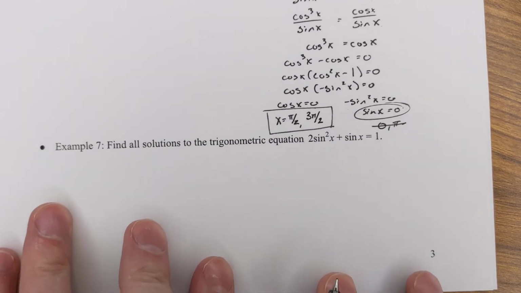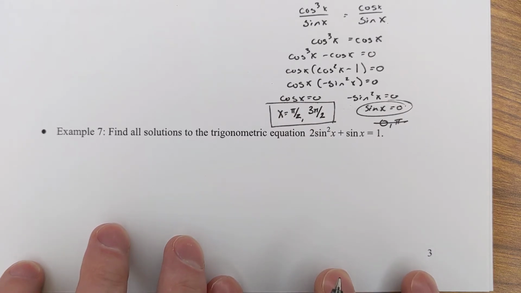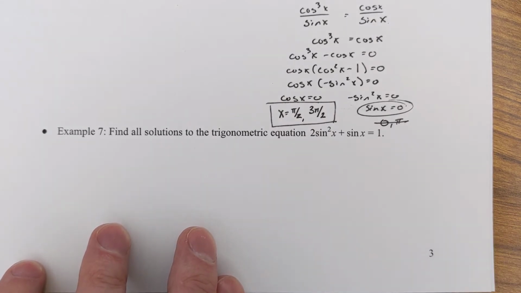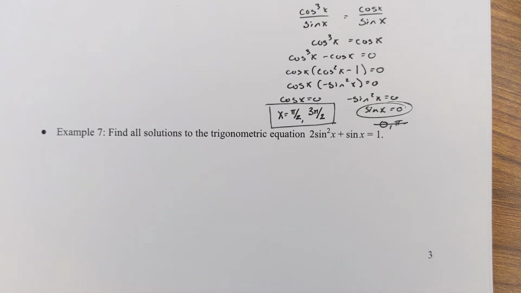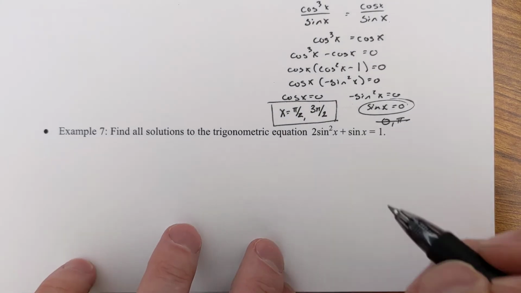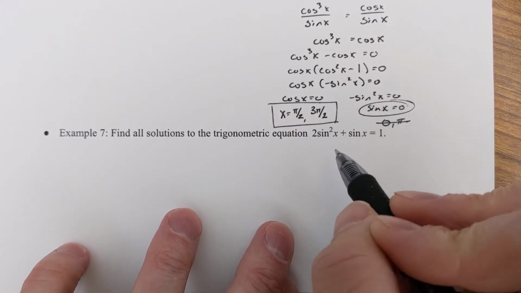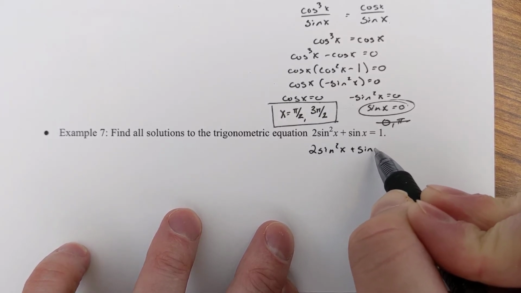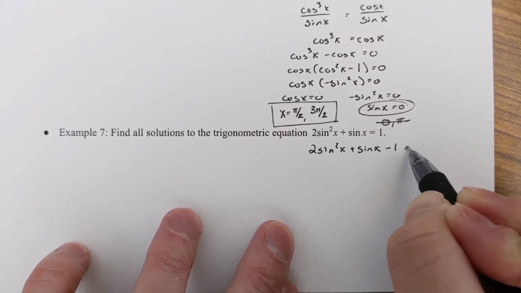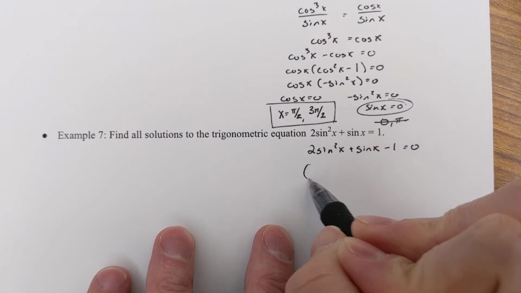Okay, so down here, find all solutions to the trigonometric equation 2 sine squared x plus sine x equals 1. So this one looks, honestly, kind of like a quadratic. Instead of x squared, you have sine squared. So I'm going to bring everybody to one side first, and then I'm going to try to factor it.